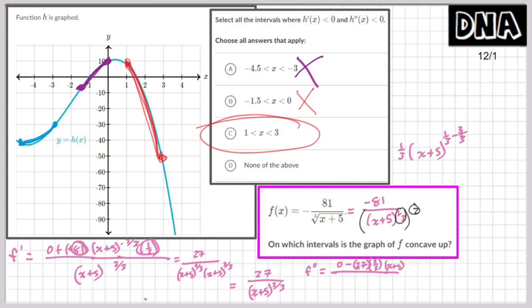When I take 1 away from 2/3, I get negative 1/3, because I'm subtracting 3 over 3.